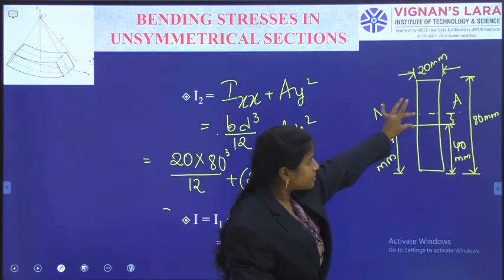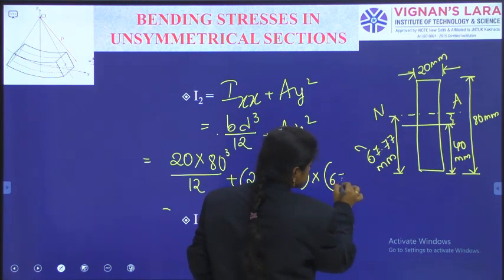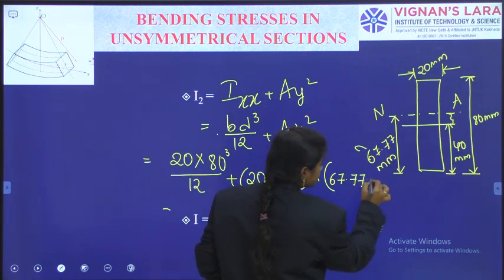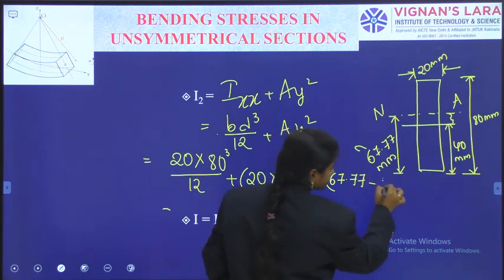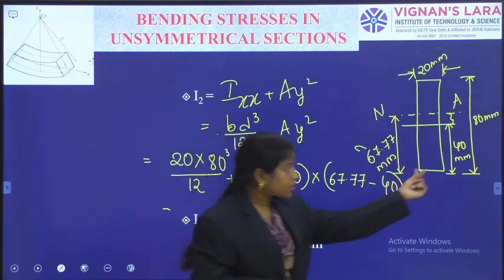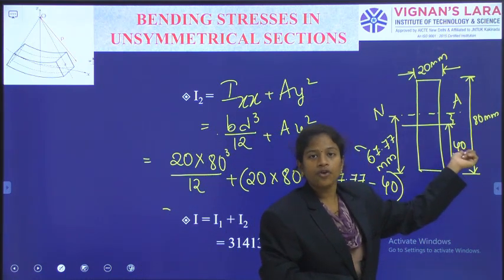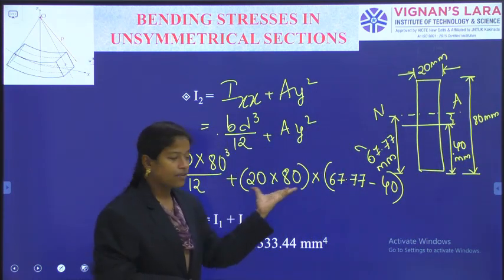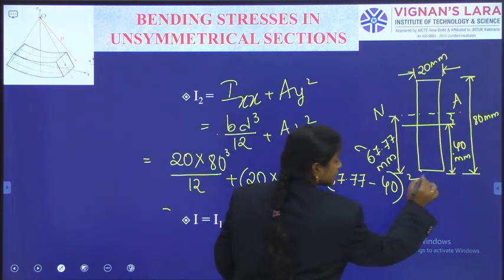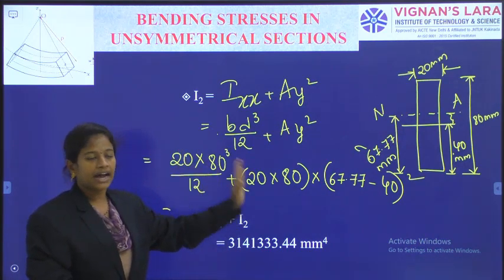The remaining measurement is the perpendicular distance between those two. So that is 67.77 minus 40 mm. Why did this 40 mm come? Because this 40 mm is equal to 80 by 2. In this way I have got the 40 mm answer. And we have got the multiplication. This is A y square. In this way we have got y1 and I1 and I2.